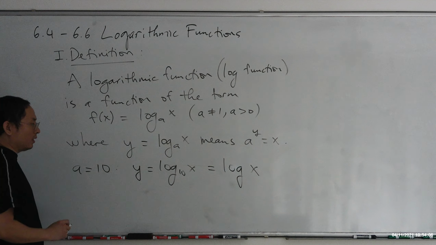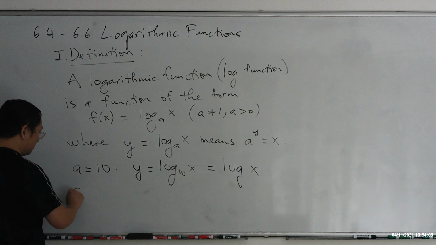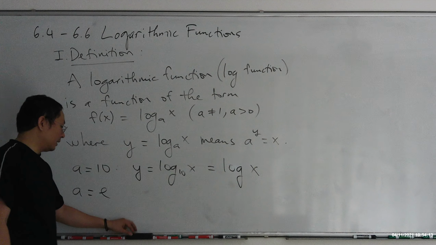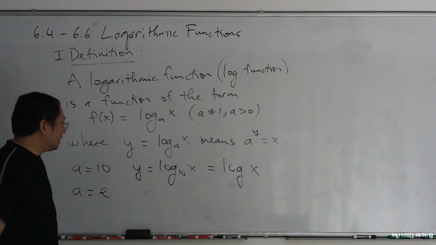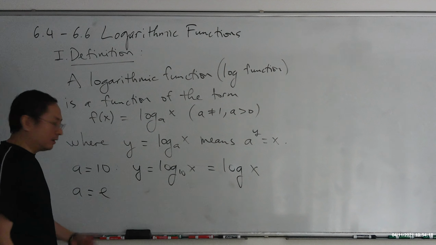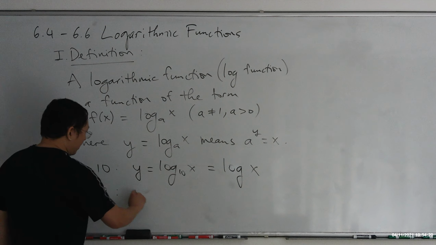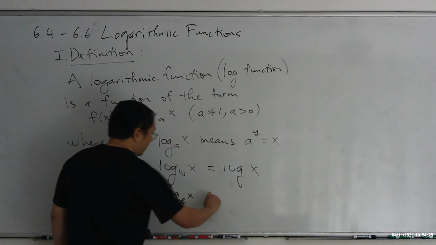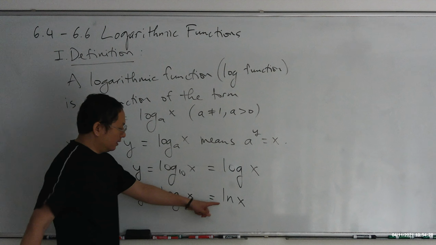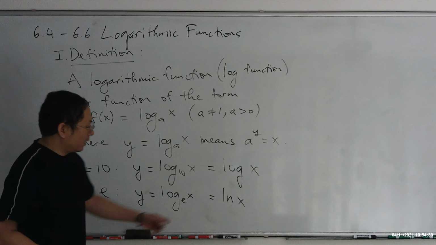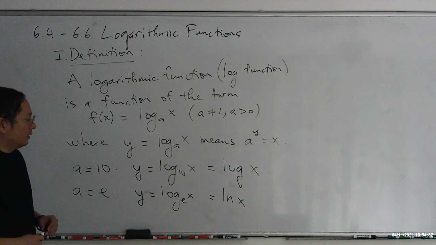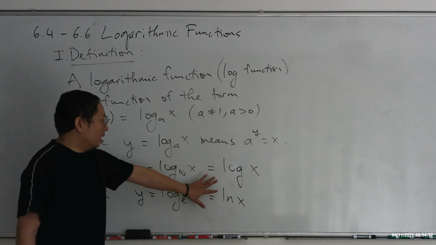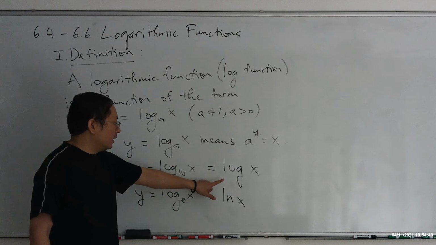The second base that we use even more often is base e. So if the base a equal to e, remember the number e is 2.71828. Okay, so instead of writing y equal to log base e of x that way, people are going to write ln of x. L is for logarithmic and N is for natural, I think. And those are the two special notations for the log function that you're gonna see quite often.